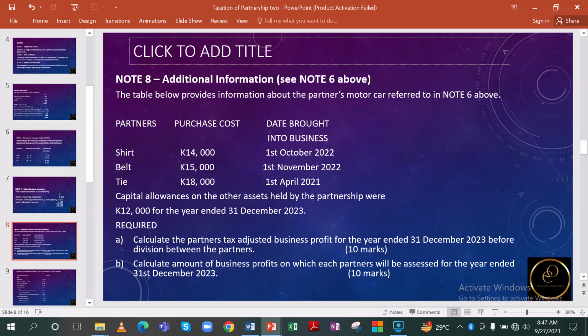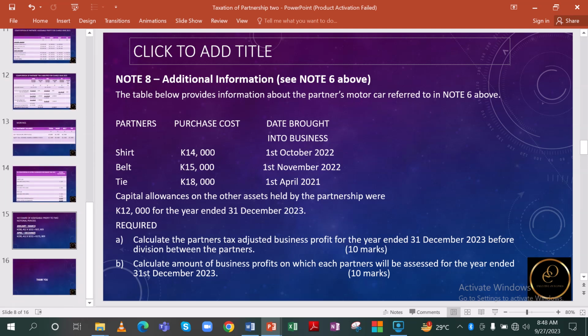Okay, now these are cars. And for capital allowances, cars are non-commercial vehicles. They attract a 20% capital allowance per annum on the original cost. So what we are only bothered about is the original cost. And for each charge year, like 2023, you are supposed to get 20% to claim capital allowance. So that's what we will look at in the workings here.